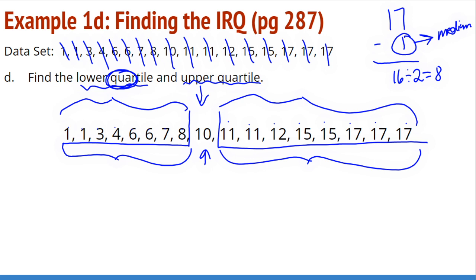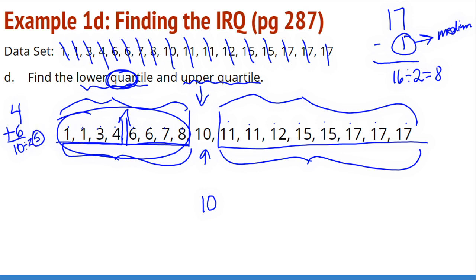So I need to look at my lower half, and I need to find the median of my lower half. So I've got the median of the whole data set. Now I need the median of the lower half. And I've got 1, 2, 3, 4, 5, 6, 7, 8. So it's going to split 4 and 4, and I need the middle of 4 and 6. 4 plus 6 is 10, divided by 2. That's going to give me a median down here of 5.